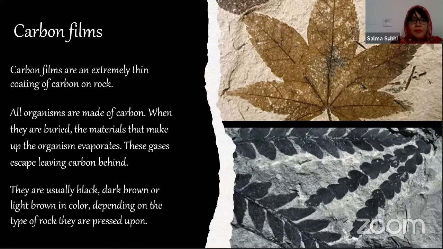Carbon films. Carbon films are an extremely thin coating of carbon on rock. All organisms are made of carbon. So when they are buried, the materials that make up the organism evaporate. These gases keep leaving, leaving carbon behind. They are usually black, dark brown, or light brown in color, as you can see from the photos here, depending on the type of rock that they are pressed upon.